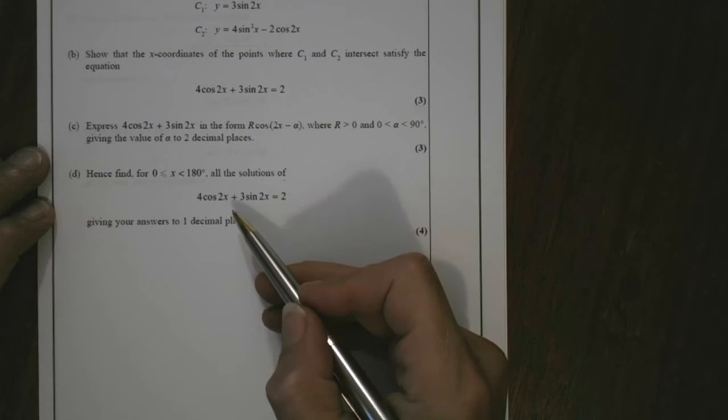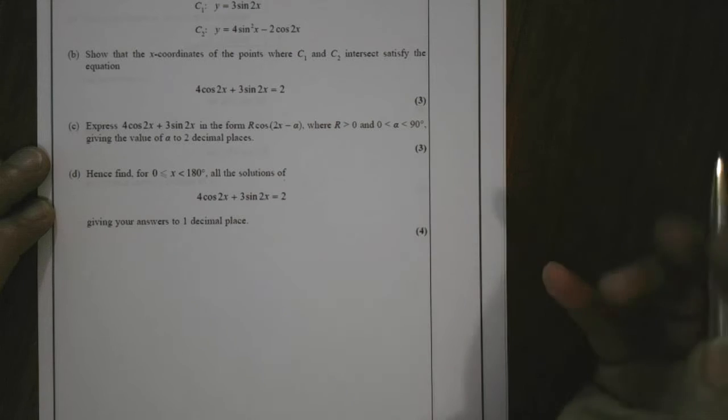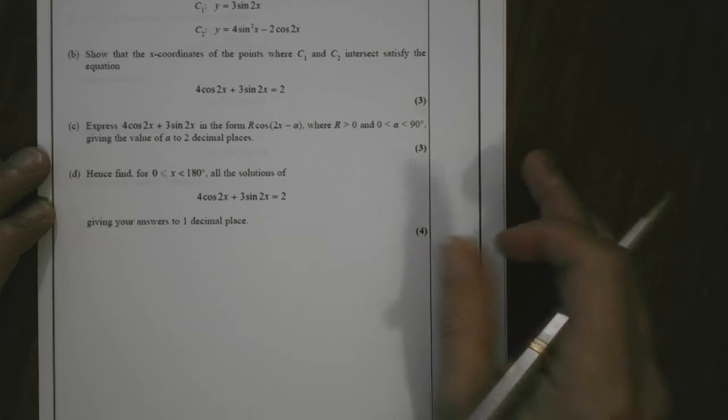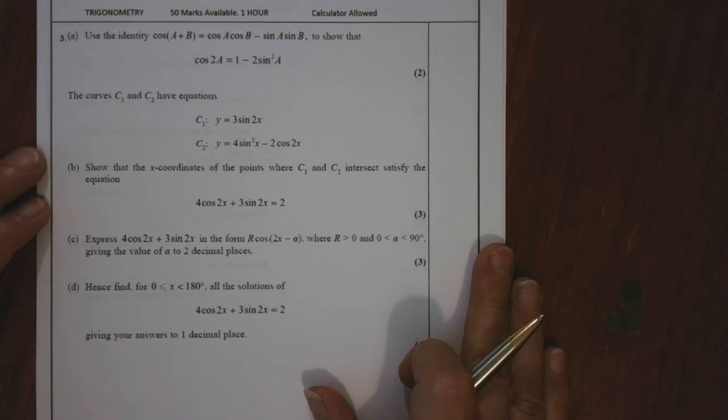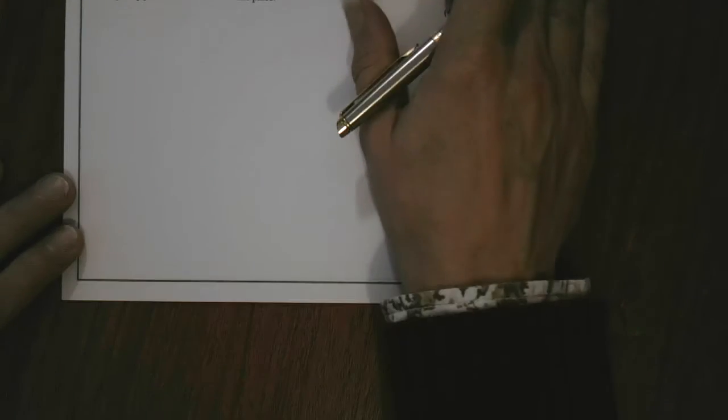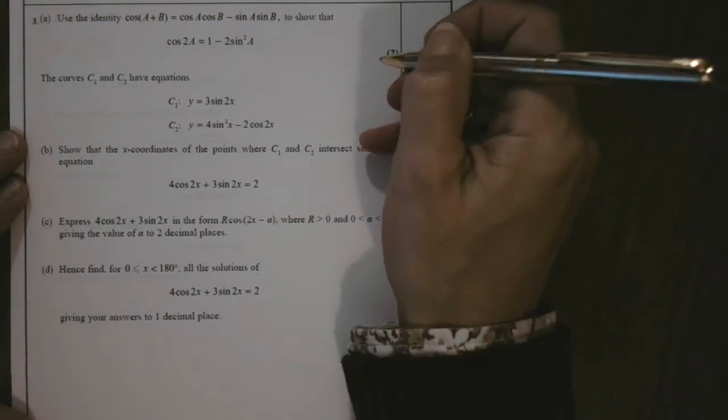And we've got to solve that one. We can't solve that one, but we can solve the R cos 2x minus alpha thing. Right, going back to the beginning. 3a, use identity. So there's plenty of space down here to answer them, but I'm going to answer here so we can see the question that we're answering at the same time.